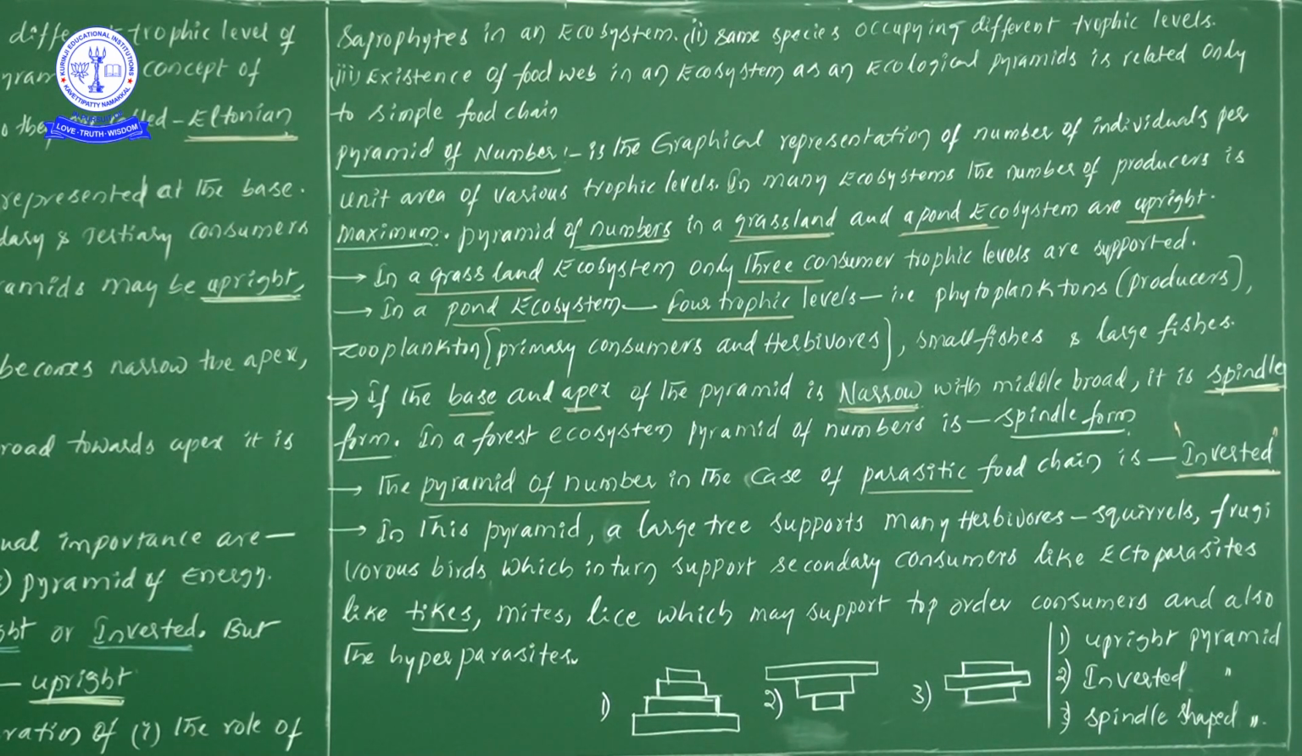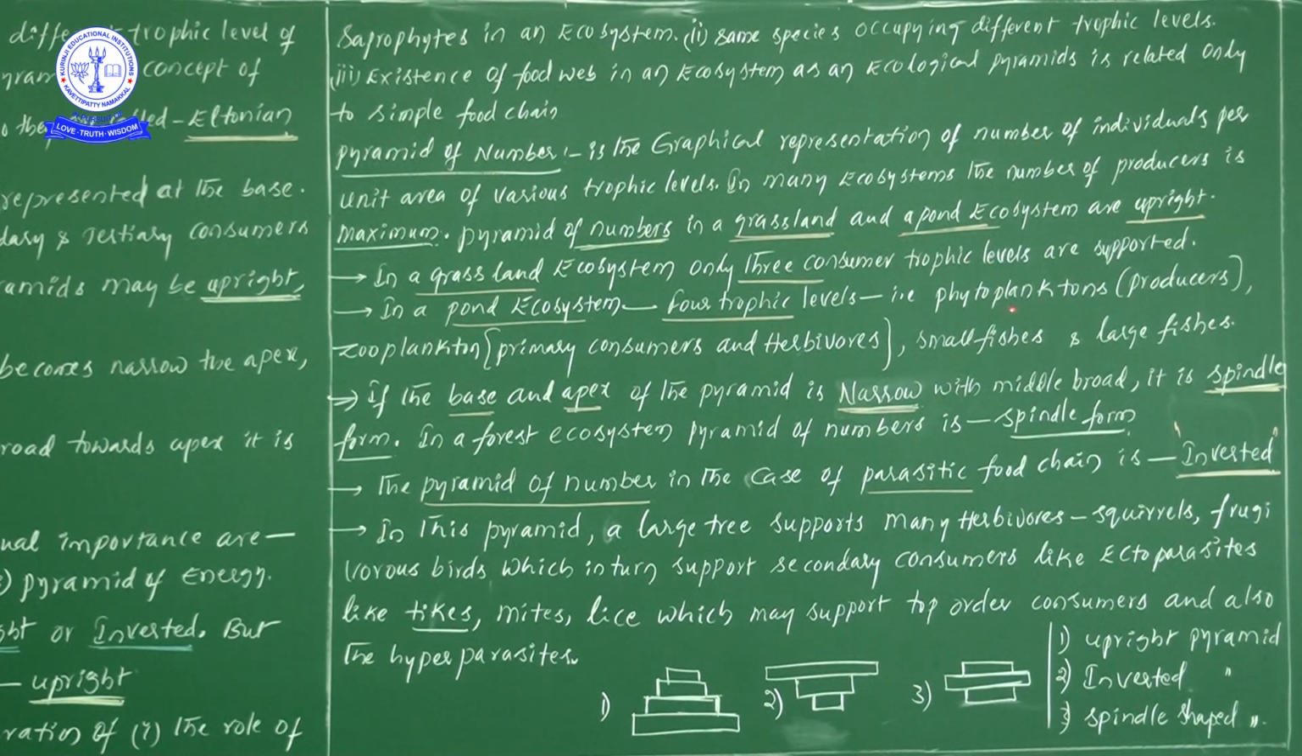So mostly to give these 2 points only I have started this video. In a grassland ecosystem, 3 consumer trophic levels are supported, whereas in a pond ecosystem, 4 trophic levels are present. 4 trophic levels, what are those? Phytoplanktons. Here, in a pond ecosystem, means aquatic ecosystem only, so in an aquatic ecosystem, how many trophic levels can we see?